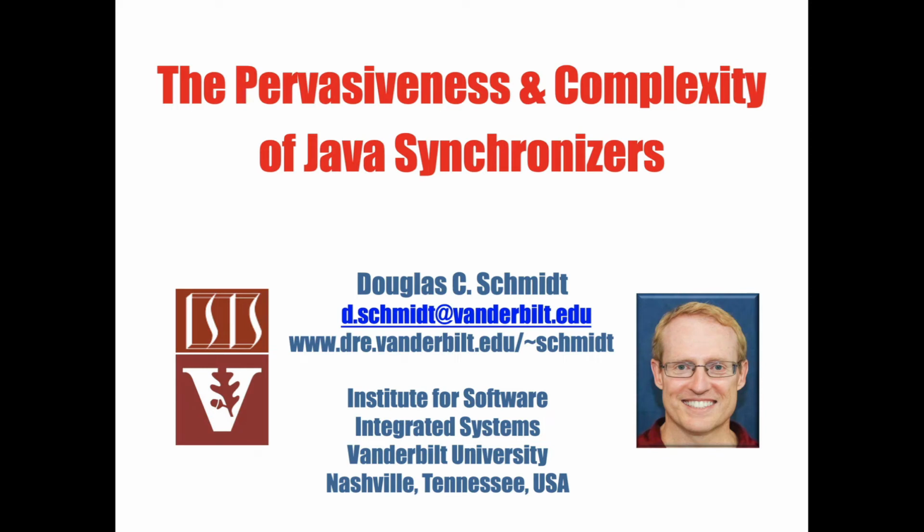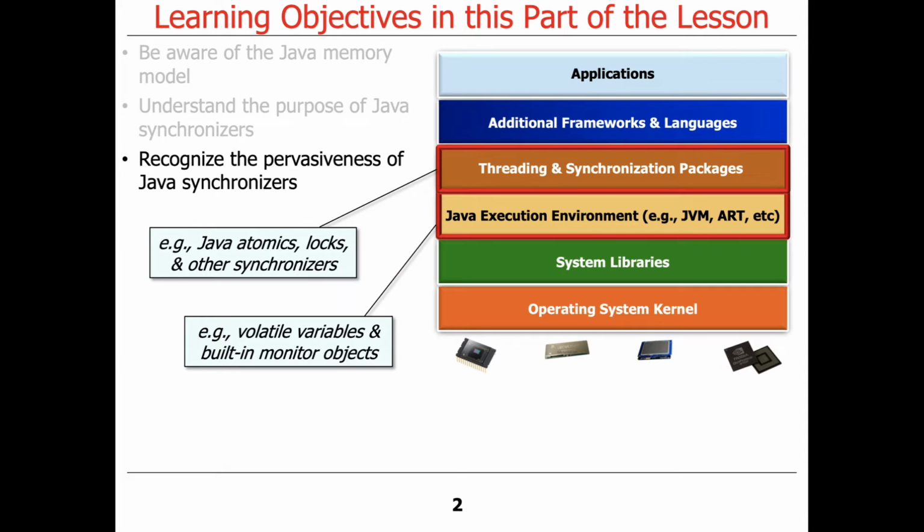So up to this point, I've given you a high-level overview of what Java synchronizers do. I said there's mutual exclusion, I said there's coordination, and then there are some variations on those things we'll talk about. What I want to do now is give you an overview of the pervasiveness and complexity of Java synchronizers.